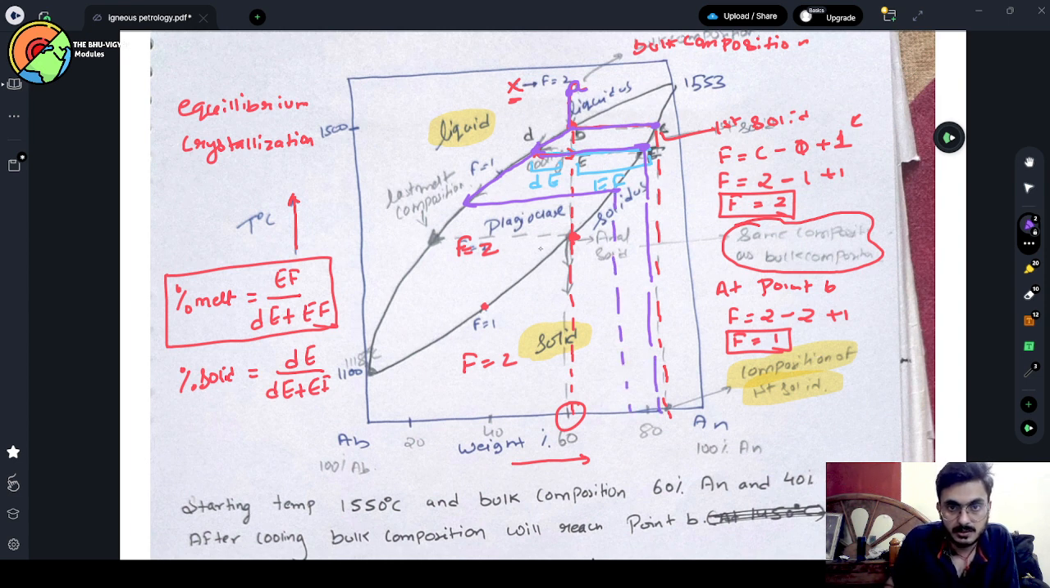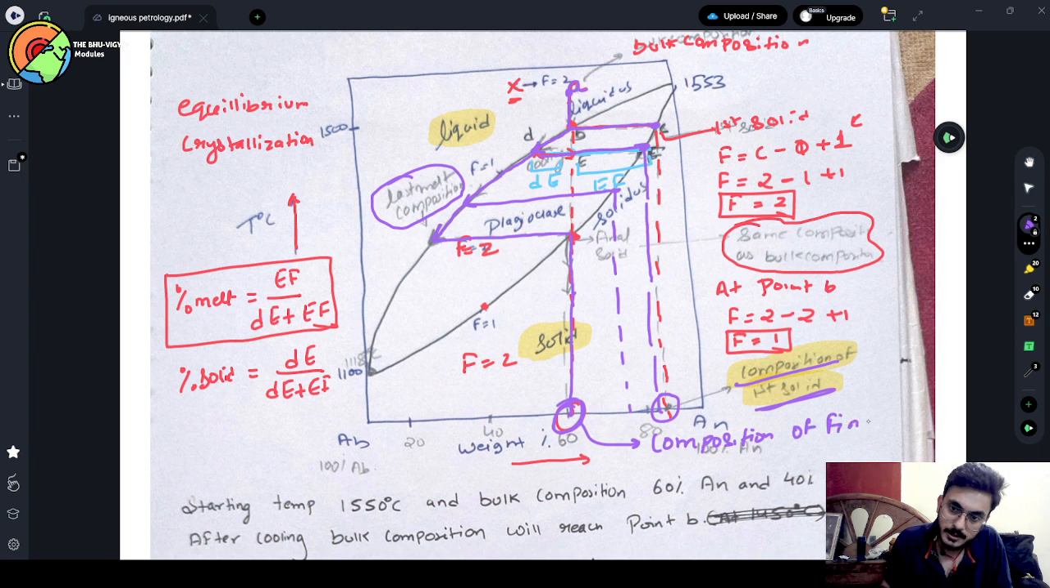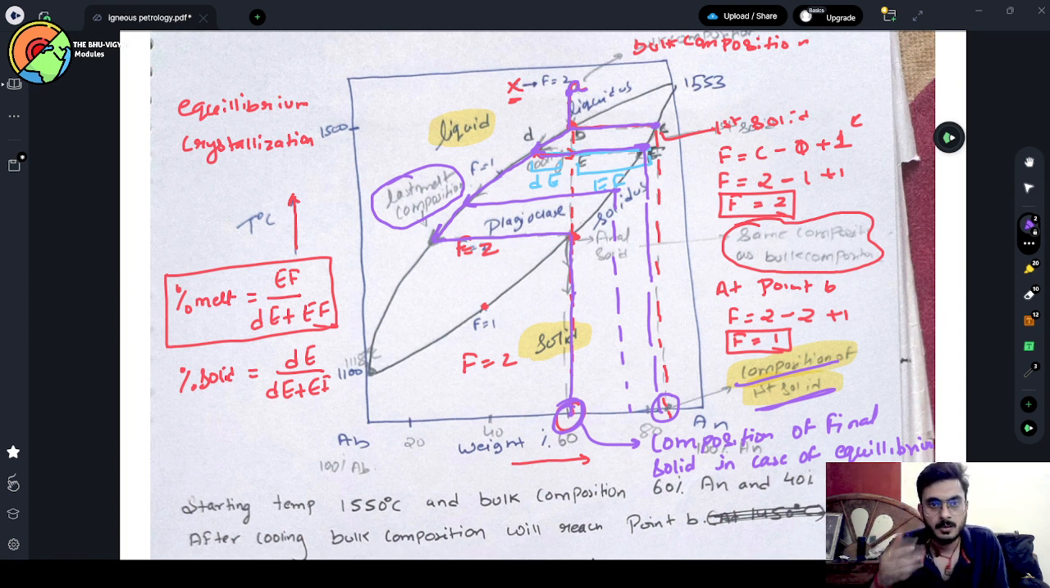This is a case of equilibrium crystallization. Now when this curve reaches here, the last melt composition will be there. Why? Because here the composition of solid is similar to the composition of the melt. So this is our composition of the last solid. This is the composition of the first solid, and this will be the composition of the final solid in case of equilibrium crystallization. So this is how we will solve this.